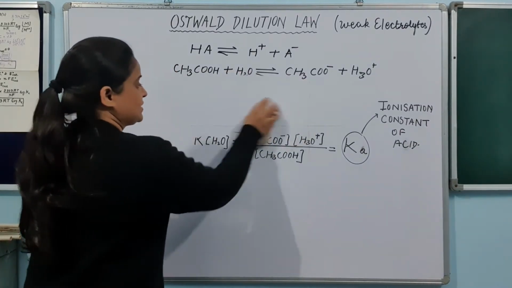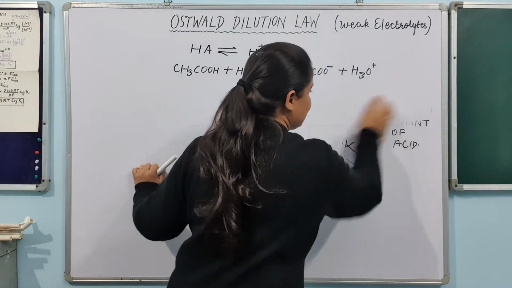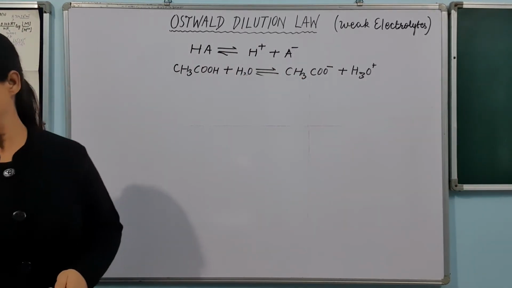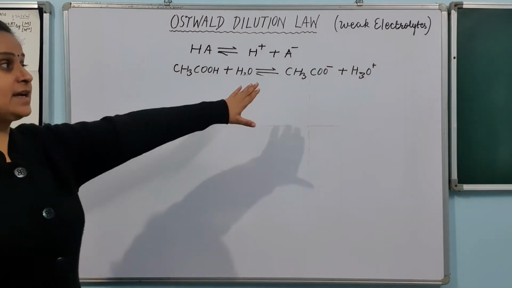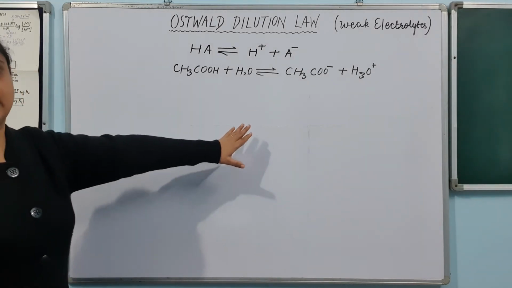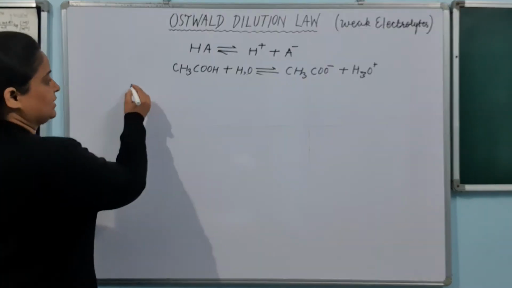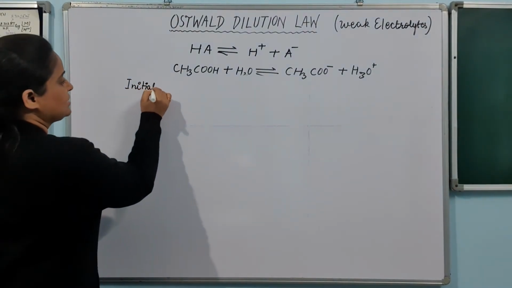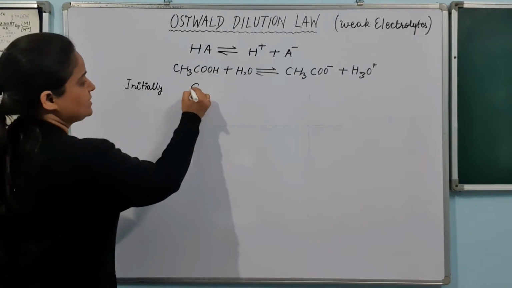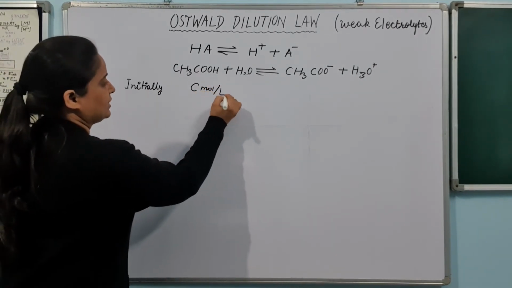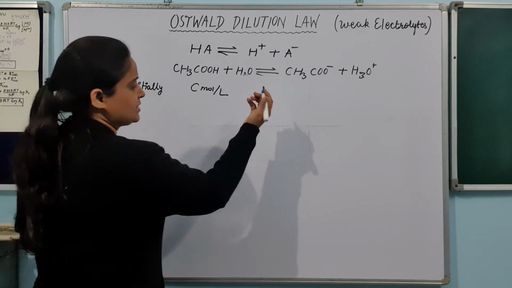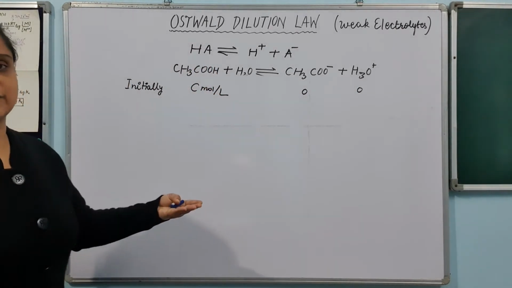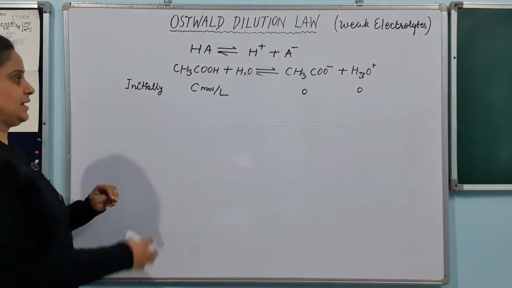So let's talk about this particular reaction which we have already taken here, that is dissociation, ionization of acetic acid to give you the ions acetate ion and hydronium ion. So let us just suppose that initially I have taken C mole per liter concentration of acetic acid, and just because it was the initial time, no product has been formed. It is not dissociated at that time, it is a starting time.